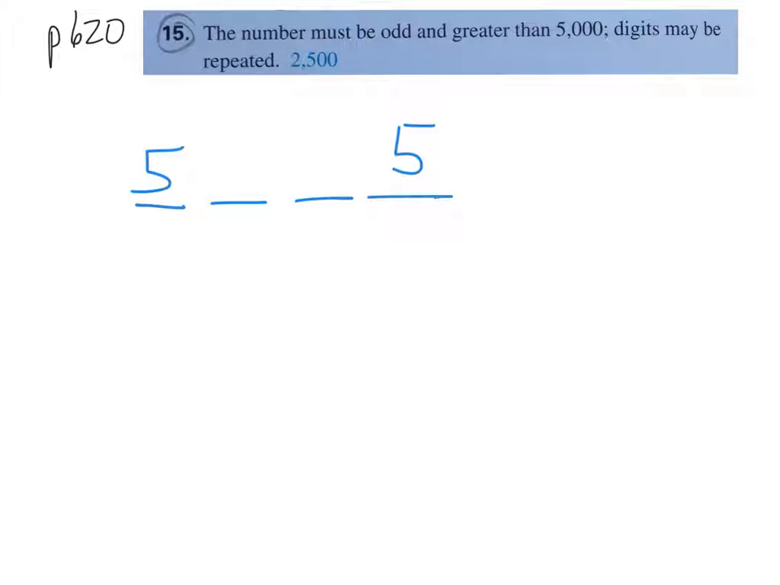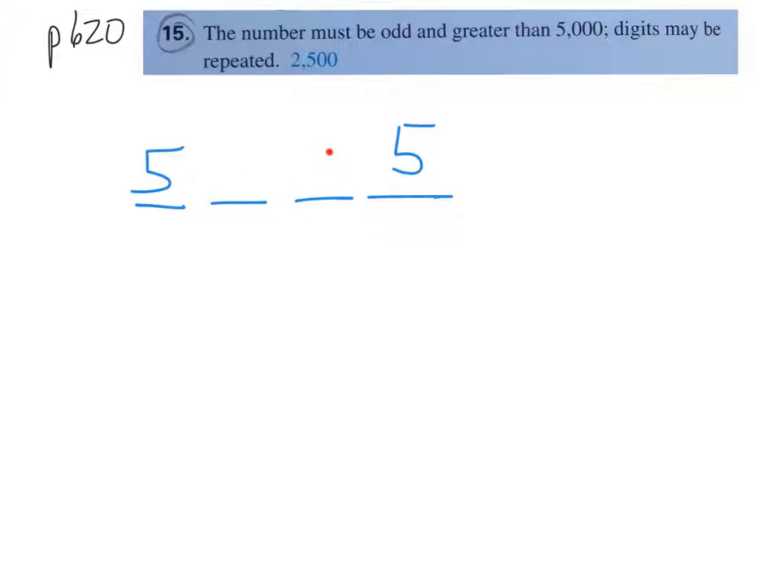So notice also it says digits may be repeated. That's why I'm not counting down in this case. This 5 at the end over here represents the number of odd digits I can choose from to make it odd. And the number in this slot represents the number of values that are greater than 5 so that I can make this number greater than 5,000. 5, 6, 7, 8, and 9.